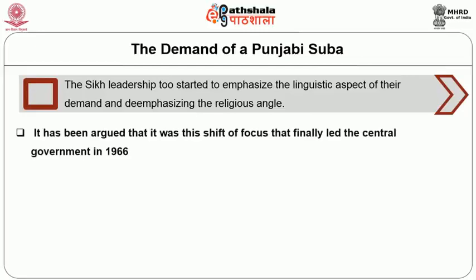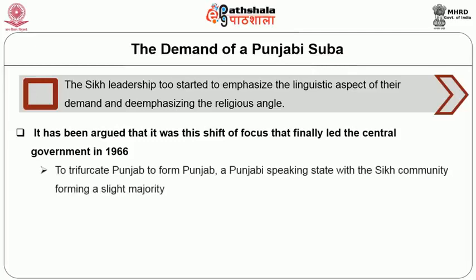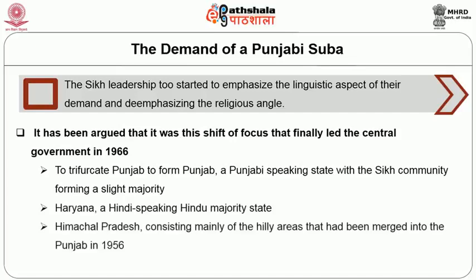It has been argued that it was this shift of focus that finally led the central government in 1966 to trifurcate Punjab to form Punjab, a Punjabi-speaking state with the Sikh community forming a clear majority. Then Haryana was also created, a Hindi-speaking Hindu-majority state, and Himachal Pradesh, consisting mainly of the hilly areas that had been merged into Punjab in 1956.